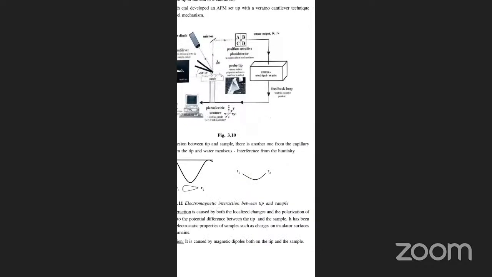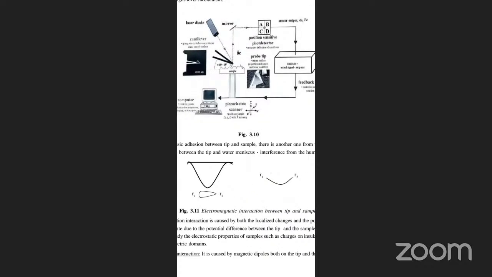Electromagnetic interaction between tip and sample. Electromagnetic interaction is caused by both the localized charges and the polarization of the substrate due to the potential difference. It has been used to study electrostatic properties of samples such as charges and insulator surfaces of ferroelectric domains.